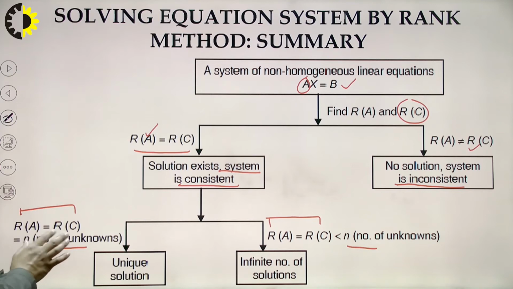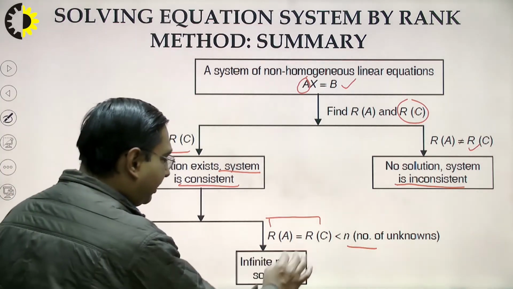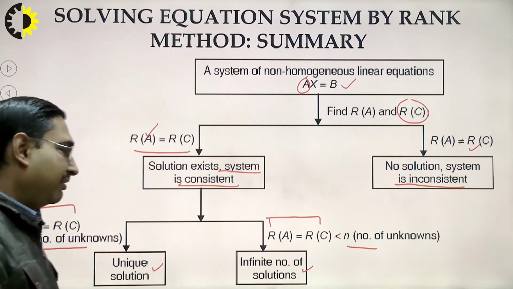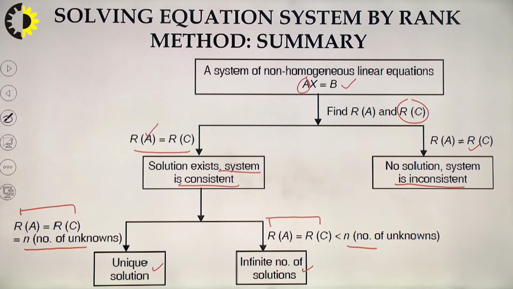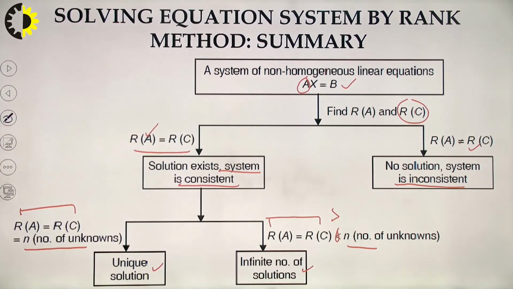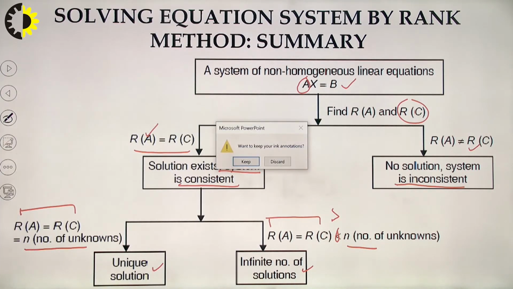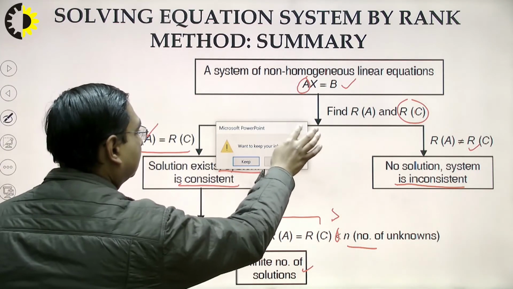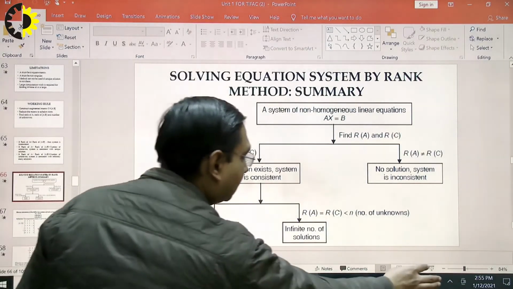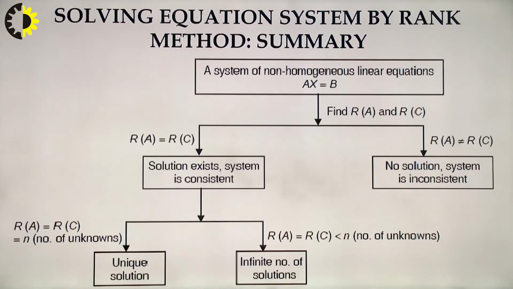If rank of A equals rank of C equals number of unknowns, then system will have unique solution, and if rank of A and rank of C are equal but less than number of unknowns, system will have infinitely many solutions, as we have already discussed that rank of A equal to rank of C greater than n will never take place. Now we understand this procedure with the help of an example.